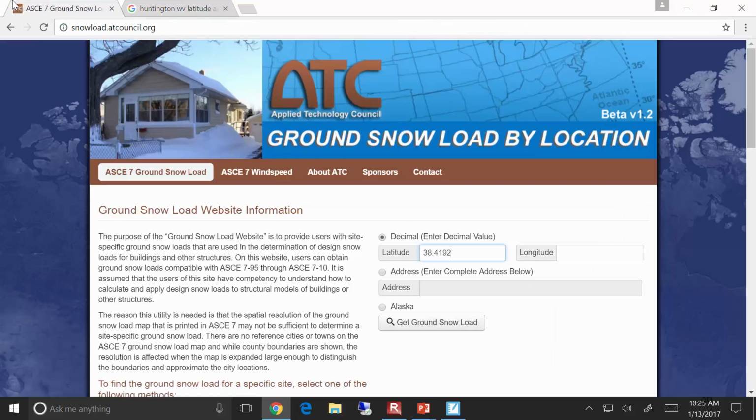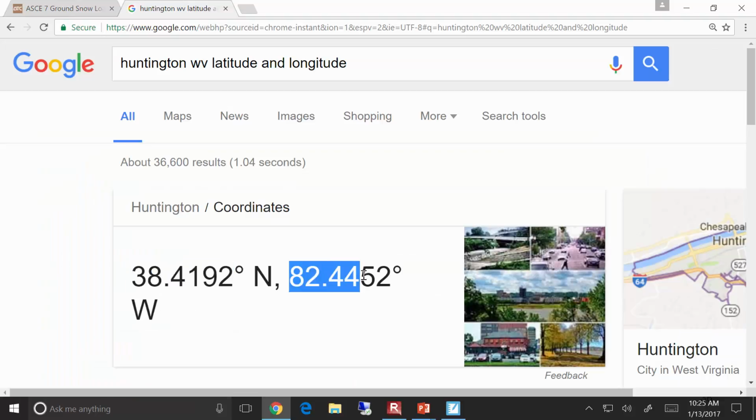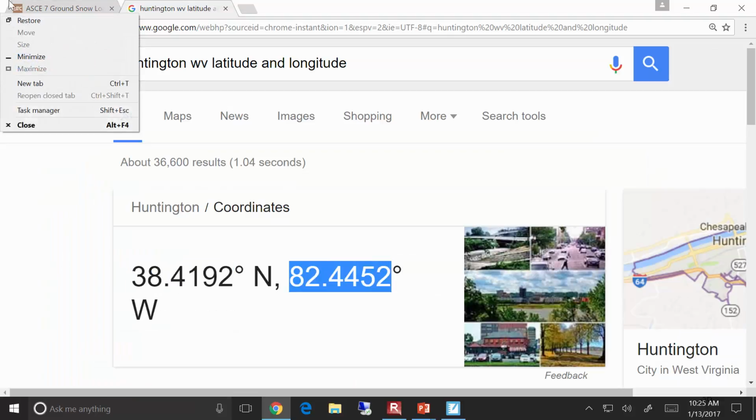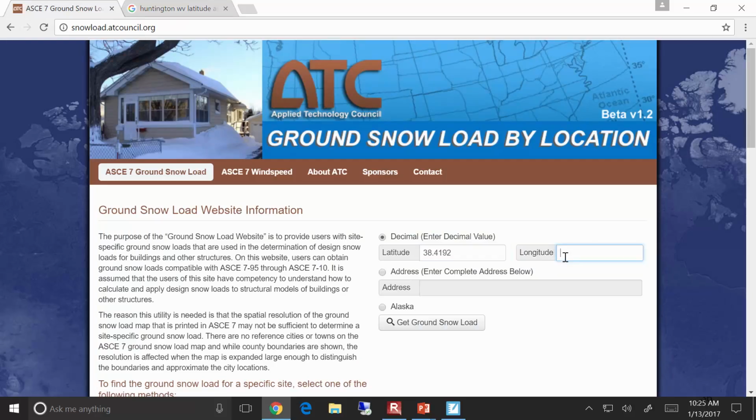Now, there's something special I had to do. What did I have to do? See if y'all remember. Negative on this one, right?